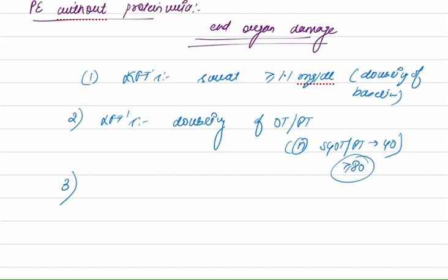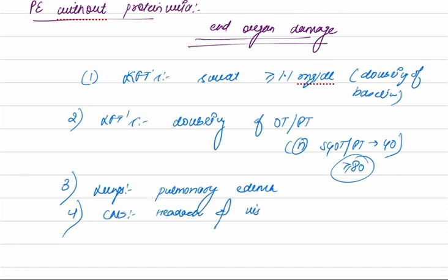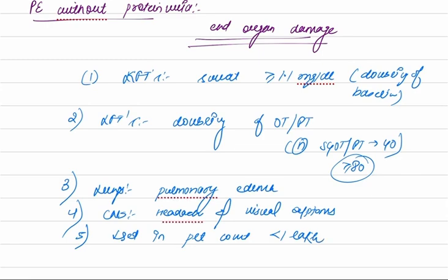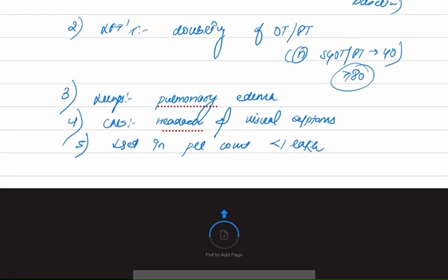Third is preeclampsia also affects our lungs. This will be seen in the form of pulmonary edema. Fourth is it also affects our CNS, which will be seen in the form of headache and visual symptoms. Last is decrease in platelet count, that is 1 lakh. I will be describing all the end organ damage with the logics in the next slide.